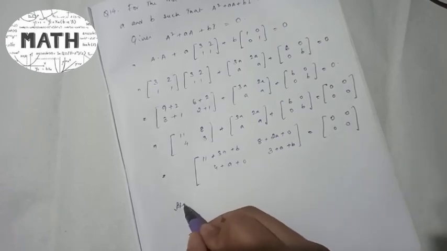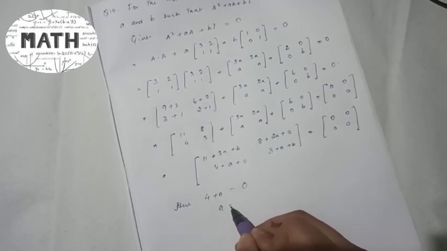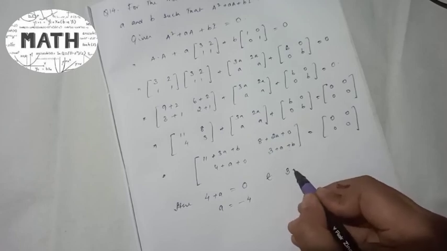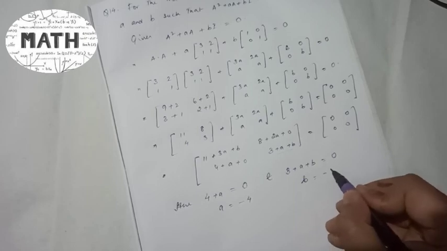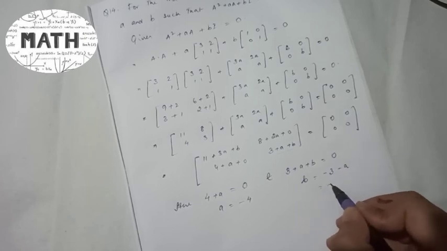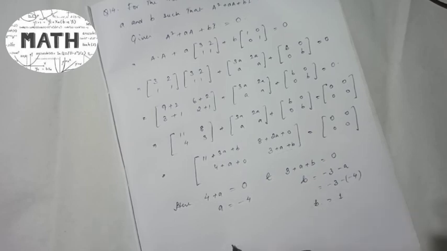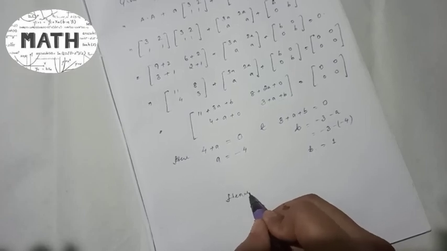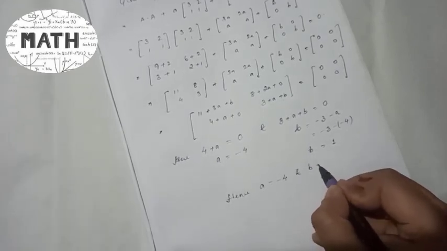So here 4 plus a is equal to 0, so a happens to be minus 4, and similarly I'll take the fourth element, so it will be 3 plus a plus b is equal to 0, so b is equal to minus 3 minus a, so that is minus 3 minus of minus 4, the answer is 1. So hence I got the value for a to be minus 4 and b to be 1.